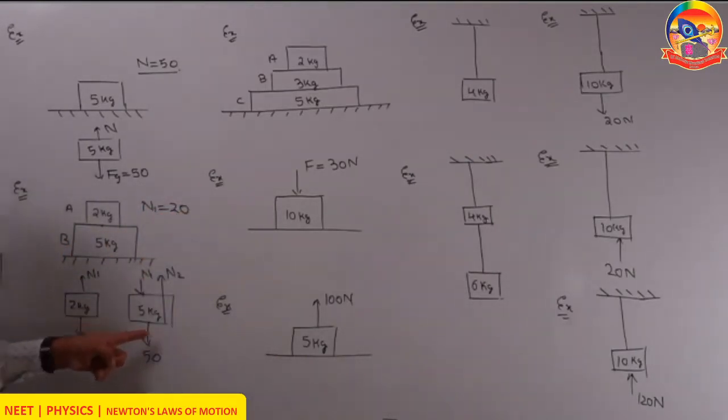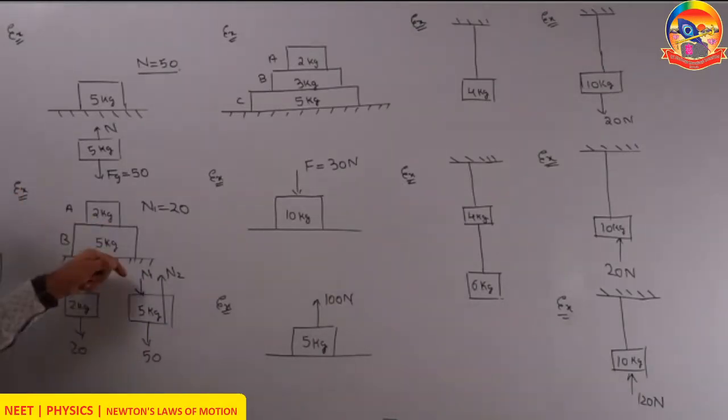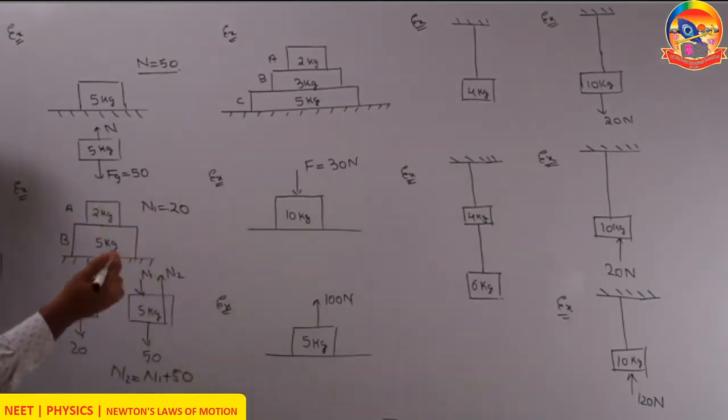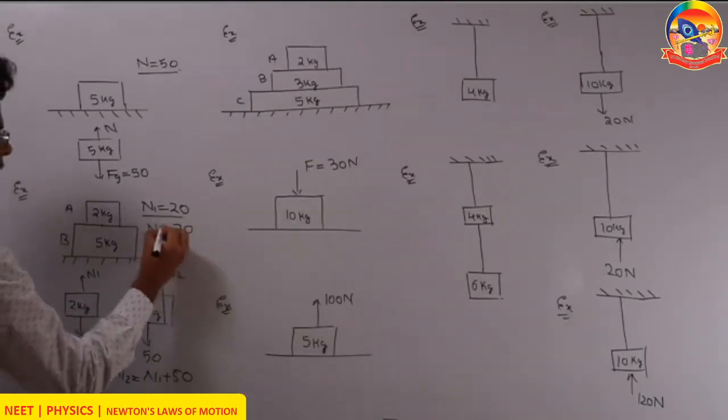And if the 5 kg is in equilibrium, then the net force on it also has to be 0. Then the net upward force has to be equal to the net downward force. The net upward force acting on the 5 kg is only N2, because that is the only force upward. And the net force acting downward is N1 plus 50. So N2 equals N1 plus 50. You have already found that N1 is 20. So if you substitute it, you get N2 equals 70.